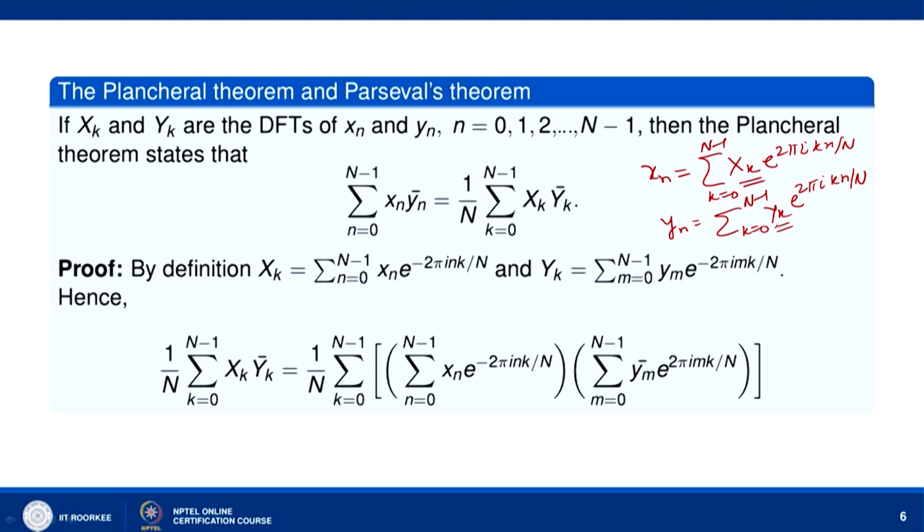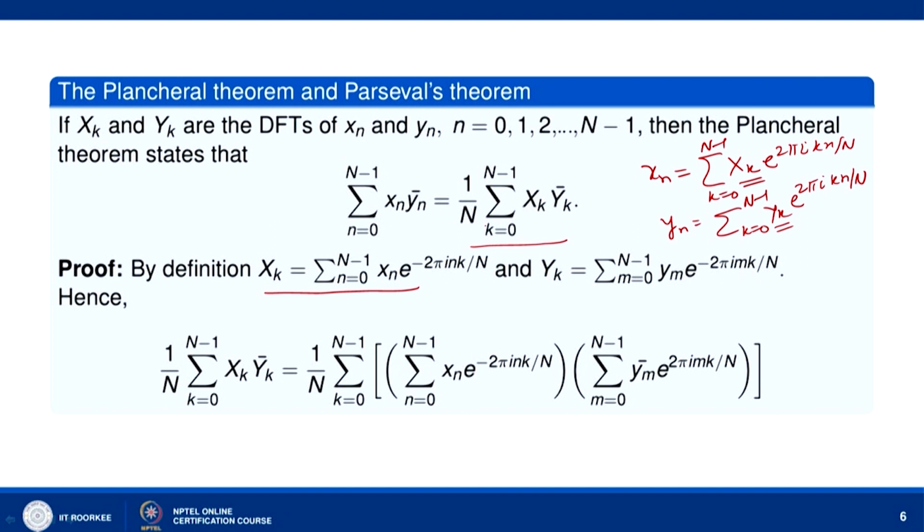Then the Plancherel theorem states that sigma n equal to 0 to N minus 1 x n y n bar is 1 by N sigma k equal to 0 to N minus 1 X k Y k bar. Okay. So, x n you multiply by y n bar. What will we get? We are taking the right hand side to prove this theorem. By the definition of discrete Fourier transform, X k is given by sigma n equal to 0 to N minus 1 x n e to the power minus 2 pi i nk by N, and Y k will be given by sigma m equal to 0 to N minus 1 y m e to the power minus 2 pi i mk by N.